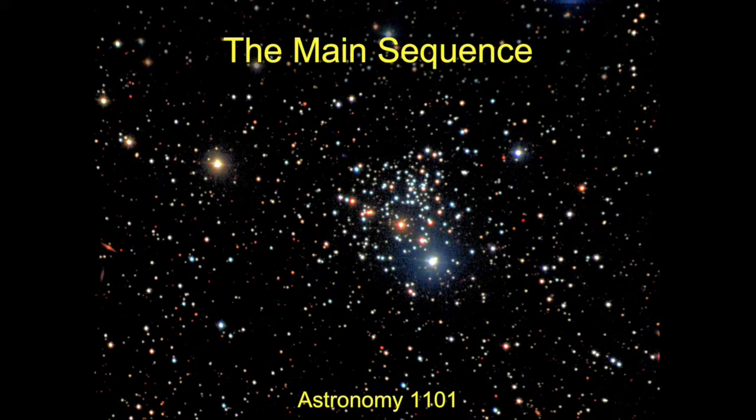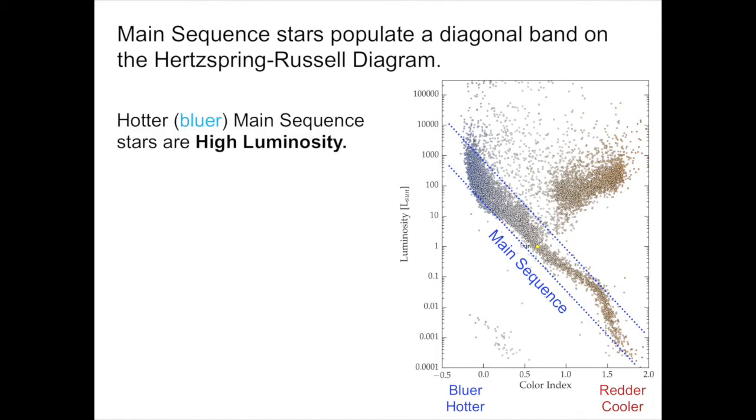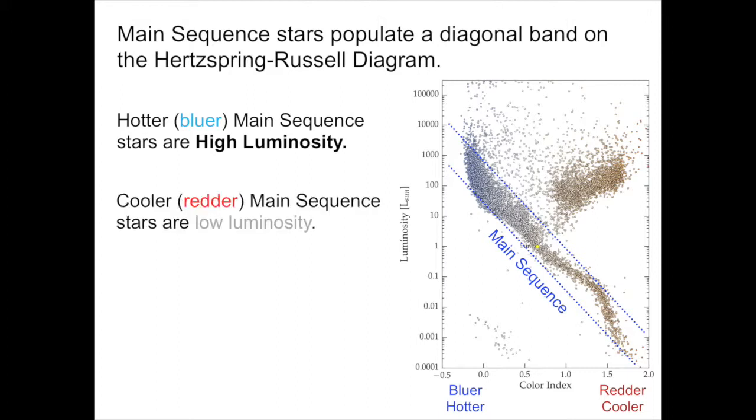In this lecture, we're going to look in detail at the main sequence, the diagonal band along the Hertzsprung-Russell diagram that contains 85% of nearby stars. The main sequence is going to turn out to be one of the most important phases in the star's lifetime. The main sequence stars populate the diagonal band on the Hertzsprung-Russell diagram, from the hot blue main sequence stars at the high luminosity end to the cool red dwarf stars at the low luminosity end.